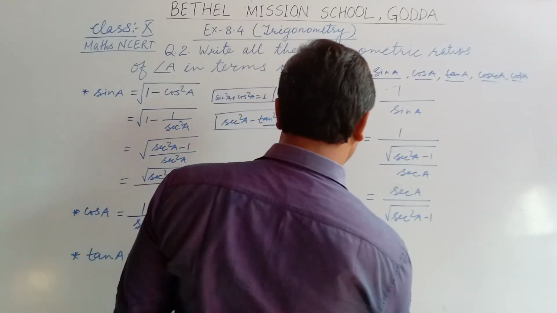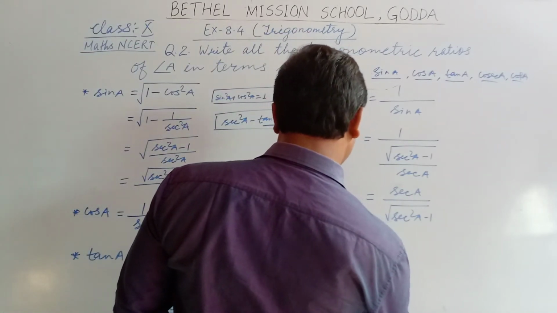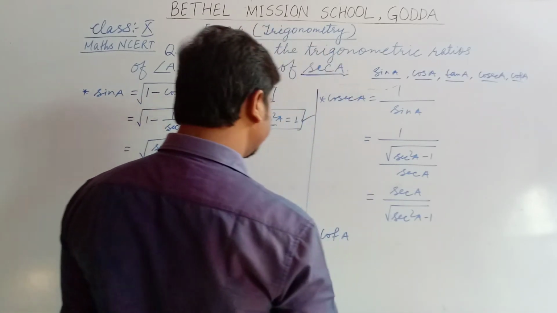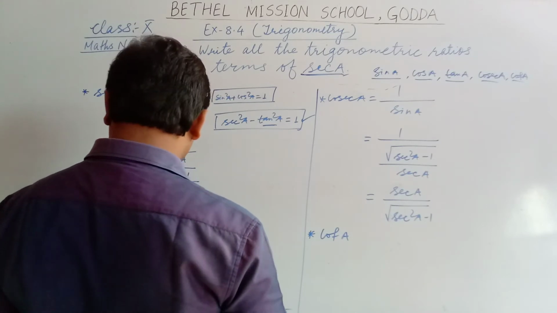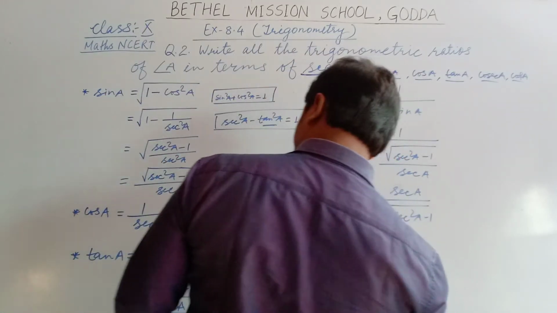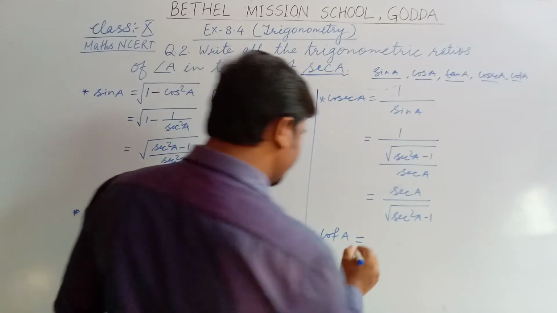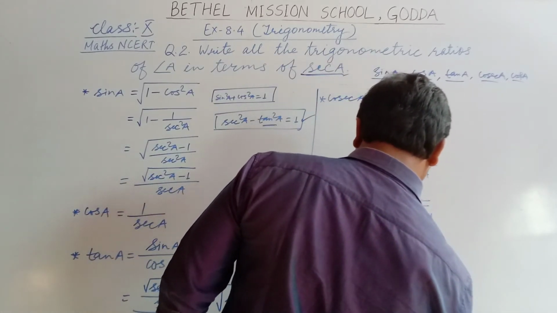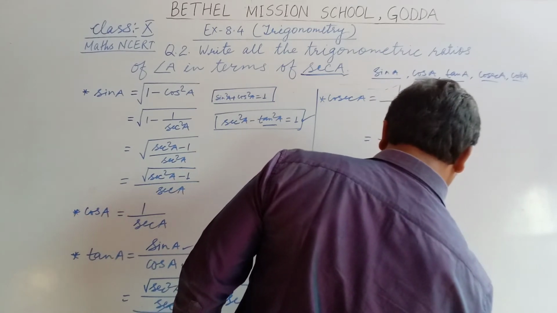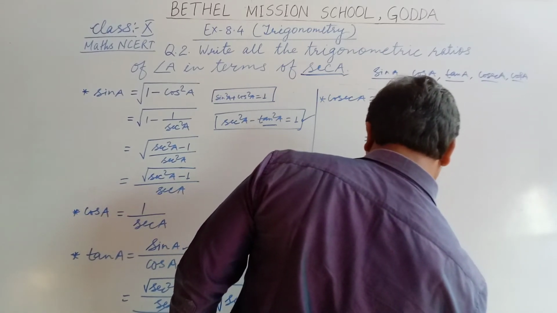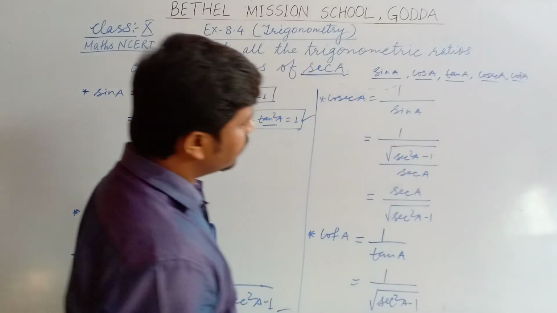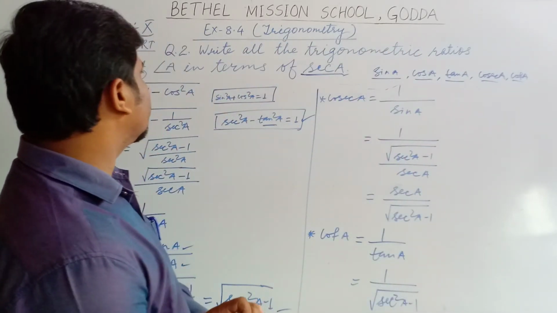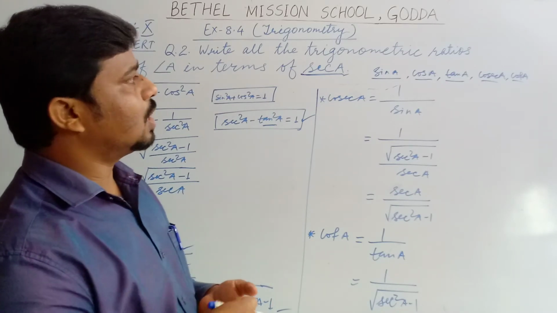Last one is cot A. Cot A is the reciprocal of tan A, and value of tan A we have already. So 1 upon tan A, and this will be 1 upon under root sec square A minus 1. So this is the way of converting one ratio to another ratio.